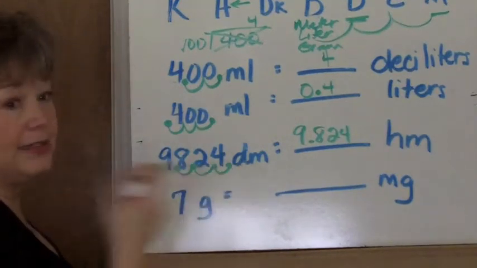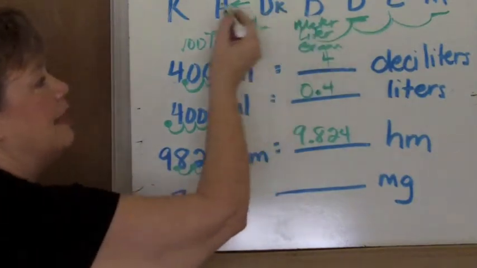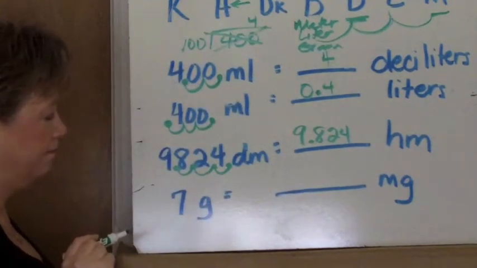Look at my numbers. I didn't do anything. I just moved that decimal point because that was telling me to divide by 1,000.